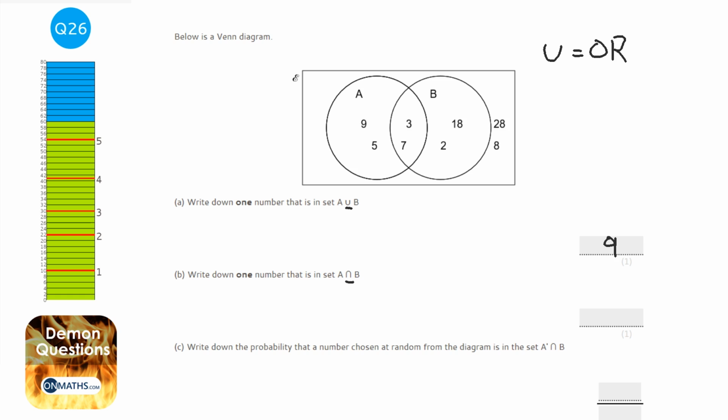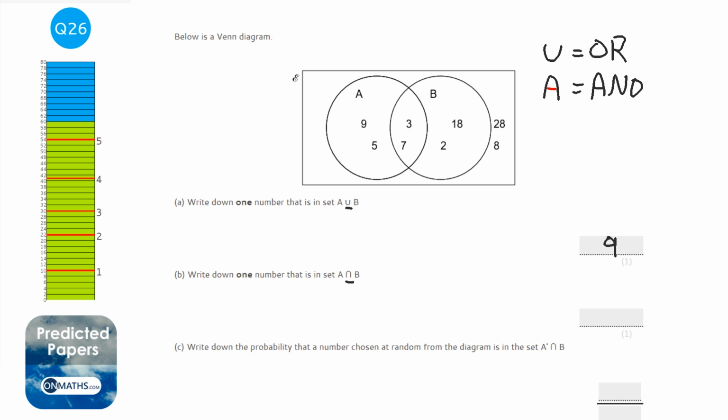This symbol here, I always view it as an and. I always put a little line there to say A for and. And it means it needs to be in A and B. It can't just be in A, it can't just be in B. It needs to be in both. And there's 2 numbers that fit that bill, 3 and 7. So I could write 3 or I could write 7.